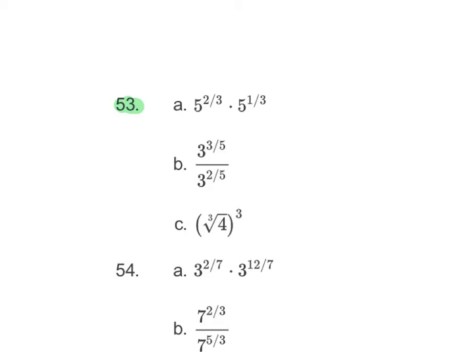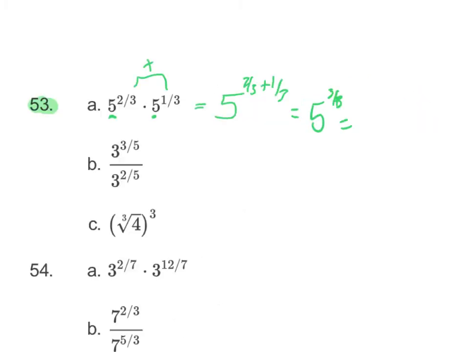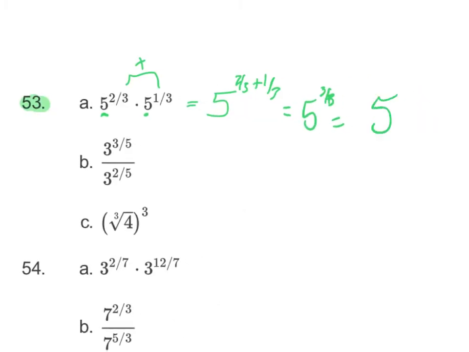All right, guys, here's another review. I have the same base, correct? Yeah. Okay, so same base. What do we do with the exponents when we're multiplying same bases? Add. You add them. Very good. So what's 2/3 plus 1/3? 1. Yeah, it's 3/3, which is 1, which gives me the number 5.